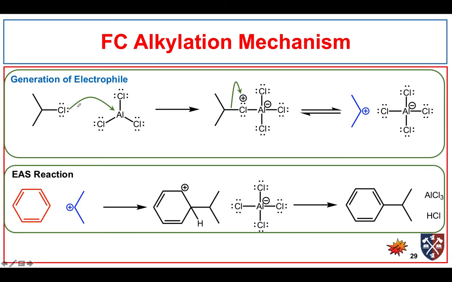As I mentioned, the generation of the electrophile is very similar. We get our alkyl halide, one of the lone pairs of electrons on the halogen will coordinate with our Lewis acid to form a Lewis acid-base adduct. The Lewis acid-base adduct can act as an electrophile itself, or if it spits out a moderately stable carbocation, in this case a secondary carbocation, it can, and this would be the active electrophile.